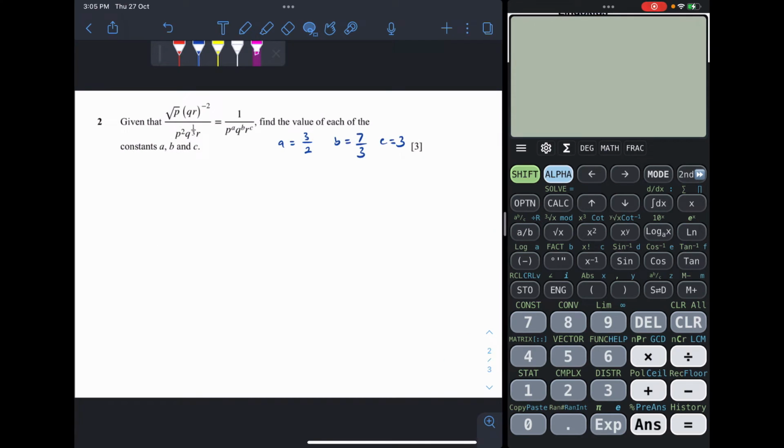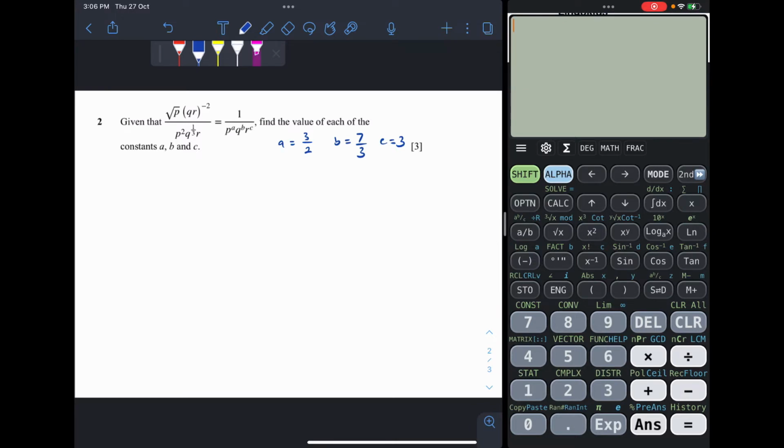So the second question says, given that the square root of p, q, r to the power of negative 2 over p squared q to the 1 over 3, r equals 1 over p^a q^b r^c, find the value of each of the constants. So I've written down the answers at the top, so that's our goal. So we must get those answers. Over here, we're going to start with the left side and change it so that it looks like the right, which is the fraction 1 over p^a q^b r^c.